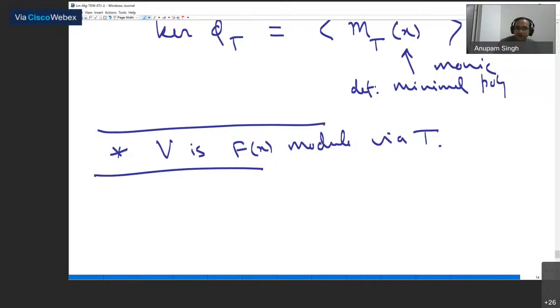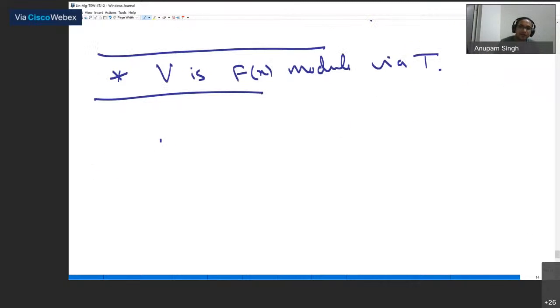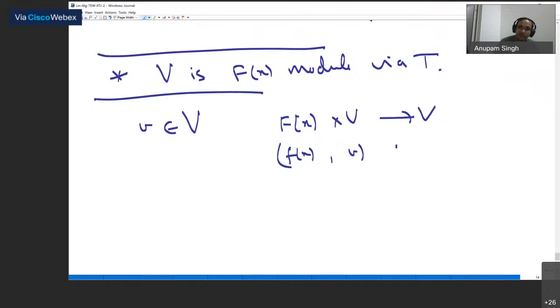So what I do now is define a slightly different map. I fix a vector v in V, and I want to define a map from F[x] cross V to V by taking any polynomial f(x) and sending it to f(T) evaluated at v. Okay, so keep this aside.